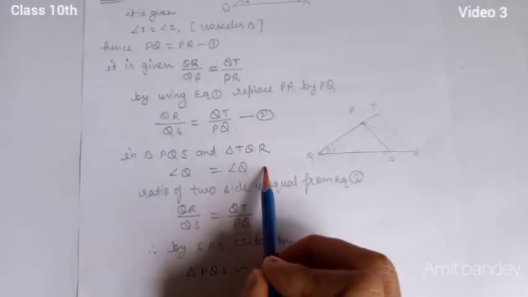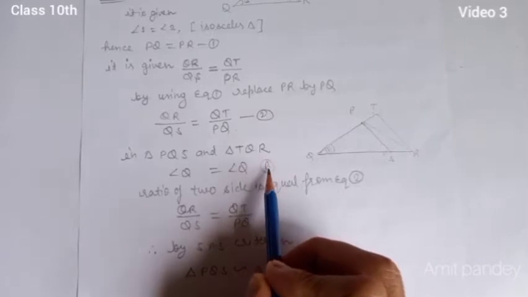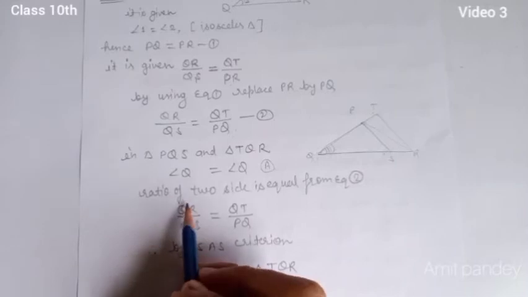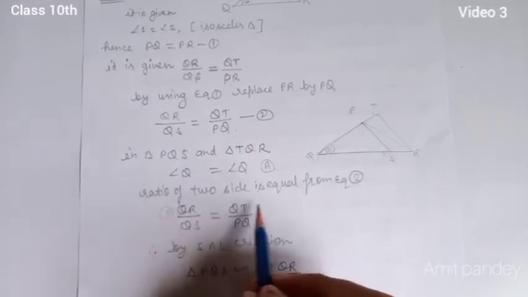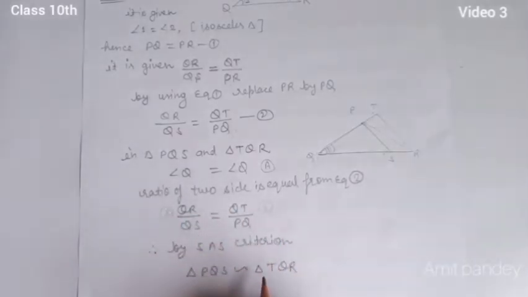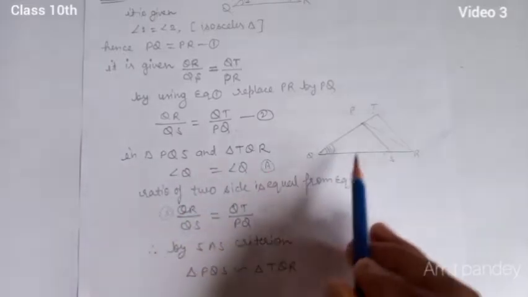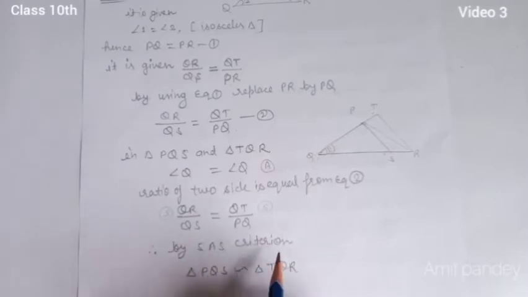Angle A is constant here, meaning one angle is equal in both triangles, and the second thing is the ratio of the two sides. That's why, by the SAS criterion, both triangles are similar here.